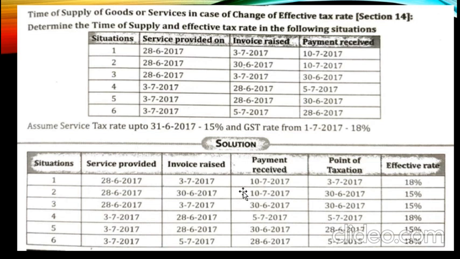The next situation: the service provided date is 28/6/2017, which is June, the invoice raised is in June and payment is in July. In this, both the service provided and the invoice date are before the change in rate. When was the change made? 1st July. So these two events occurred in the month of June, that is before the change in rate. As these two conditions are satisfied, we will be taking the invoice date into consideration. As I've already told, the date at which services are provided or supply is made will not be considered.